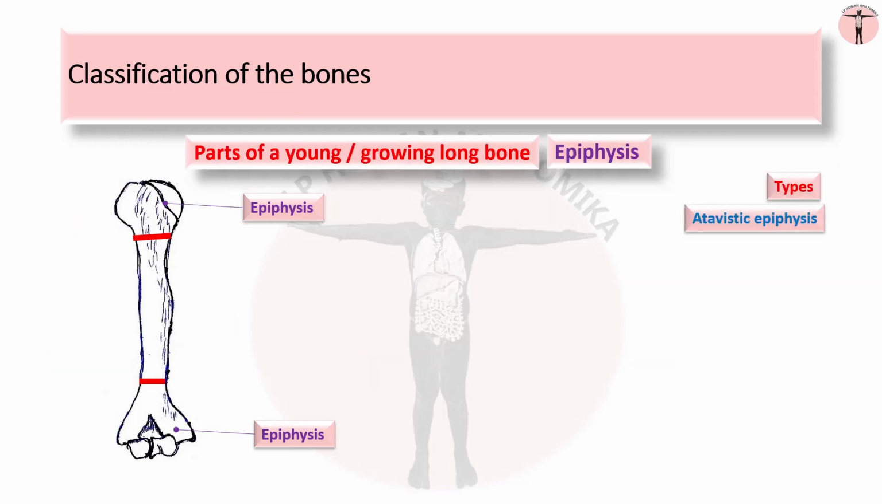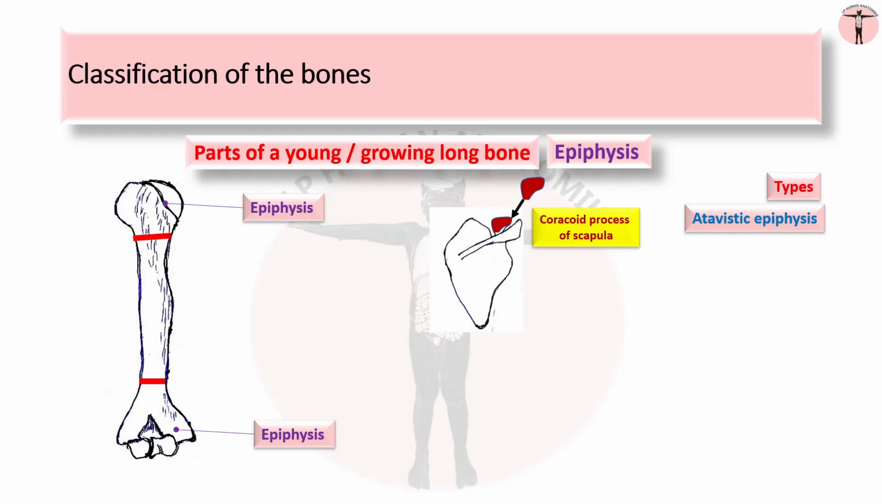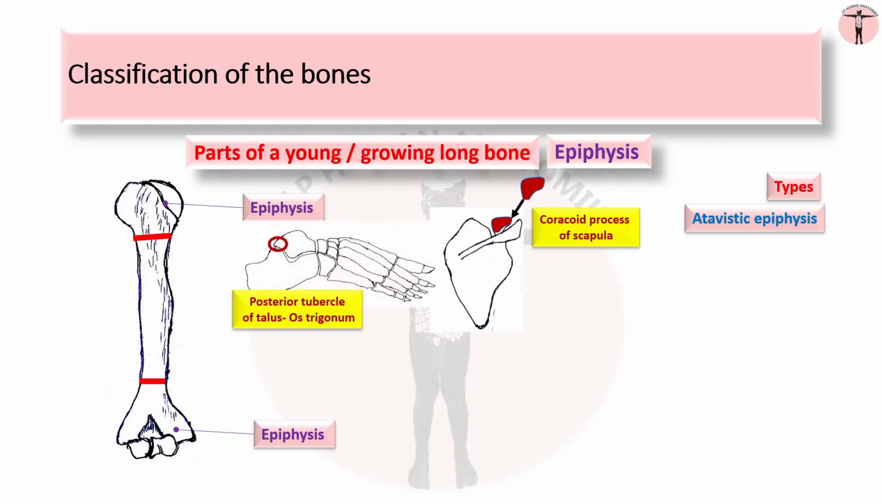Atavistic epiphysis. It is phylogenetically an independent bone and is attached secondarily on a host bone to receive nutrition from the host. It grows like a parasite. Classical examples are known in the human body: coracoid process of the scapula, and posterior tubercle of talus, also known as the os trigonum.